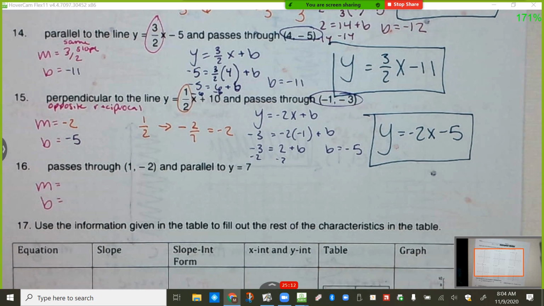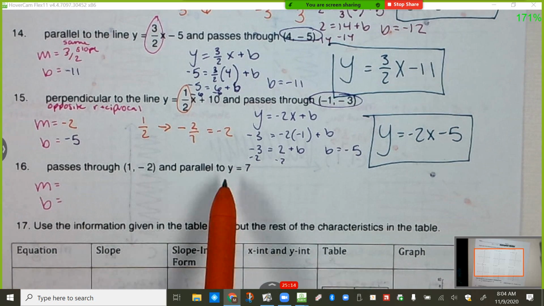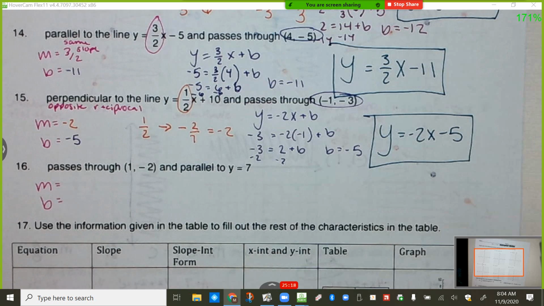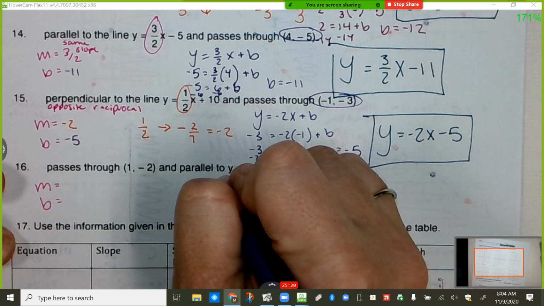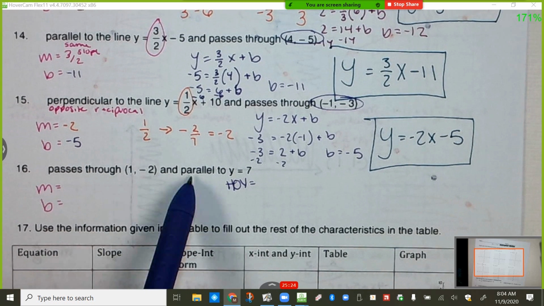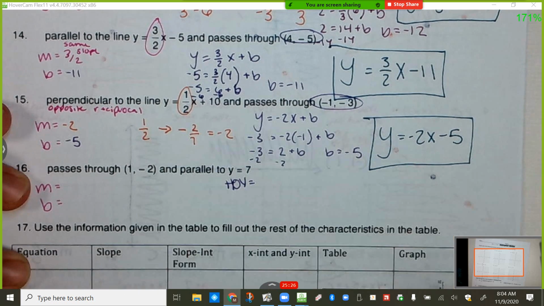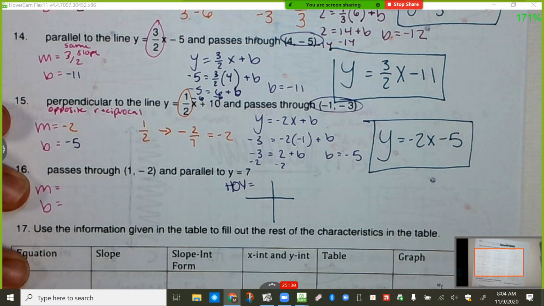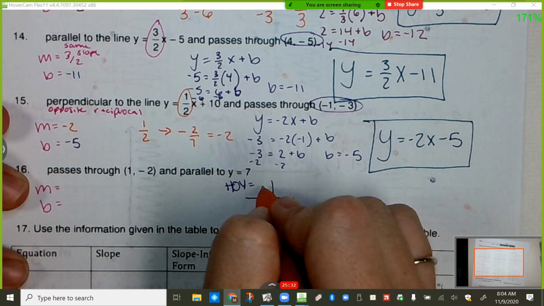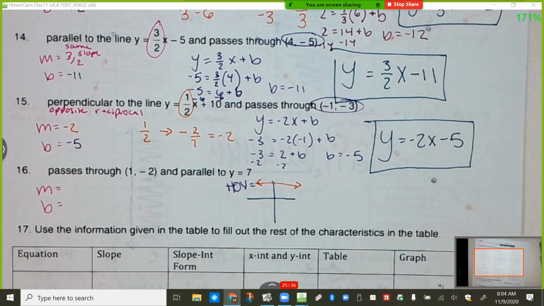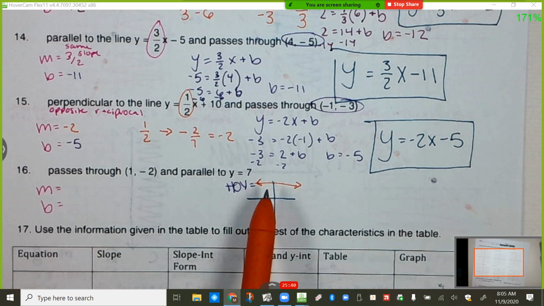Now this last one, I did put m and b, but what kind of line is it giving me? A y equals just a number, so that's a horizontal equation. So it says it passes through this point and it's parallel. So think about it. If we were to graph this, I know that this would be y is a height of 7. Well, parallel means what? Same slope. Well, what is the slope of this line?